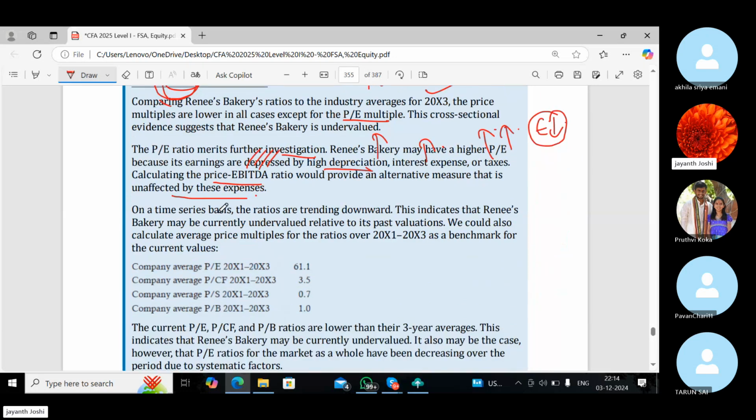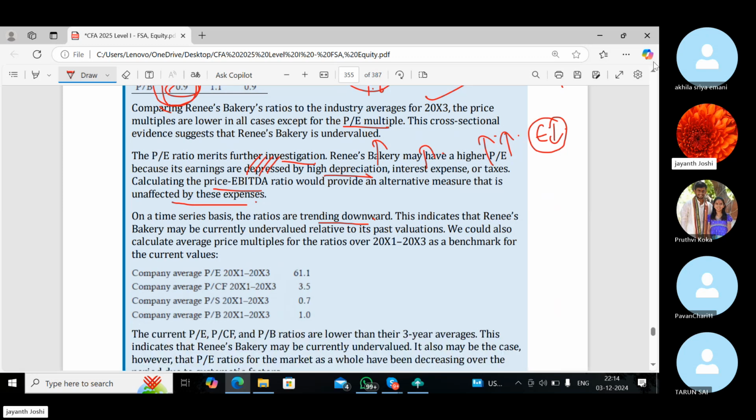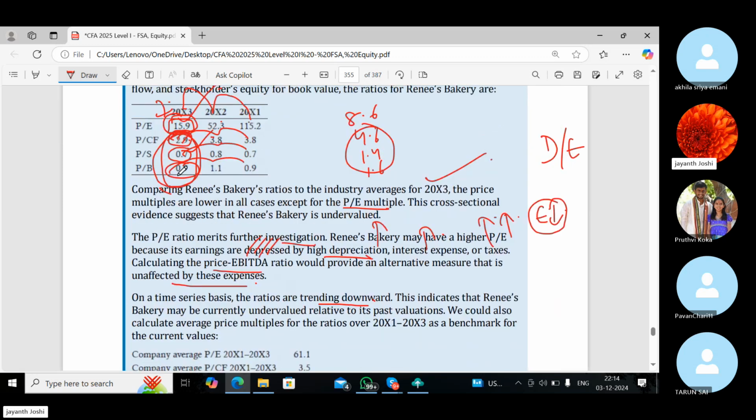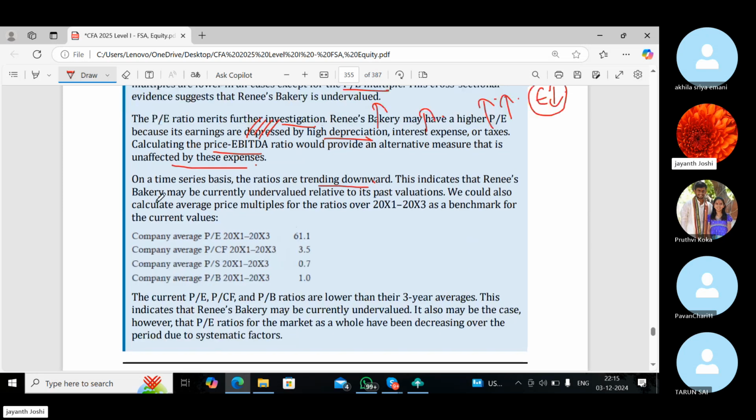On a time series basis, the ratios are trending downwards. If you see, from 2001 the ratio has decreased, and again from 2002 the ratio has decreased. Every time it's happening the same. Except in one case where the ratio has gone high and then down, but it is always decreasing. This indicates Rini's Bakery may be currently undervalued relative to its past valuations. If the ratios are decreasing, it is undervalued, right?